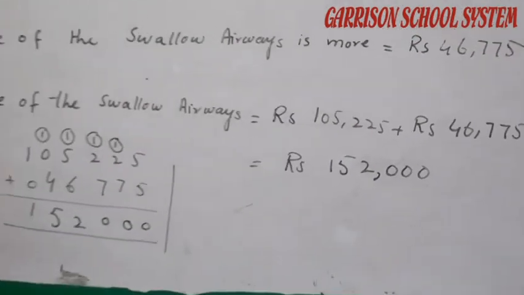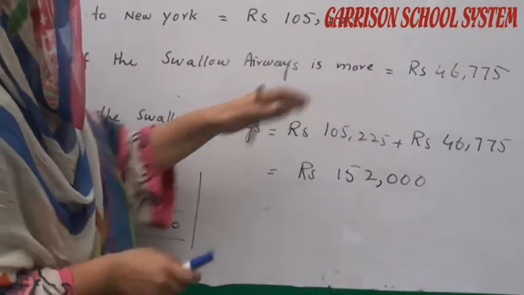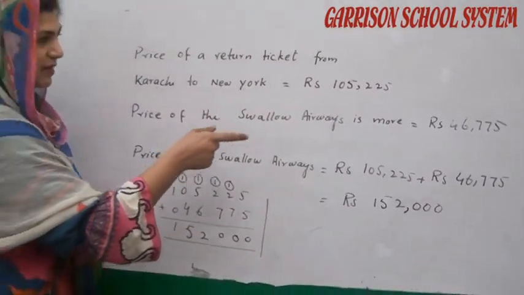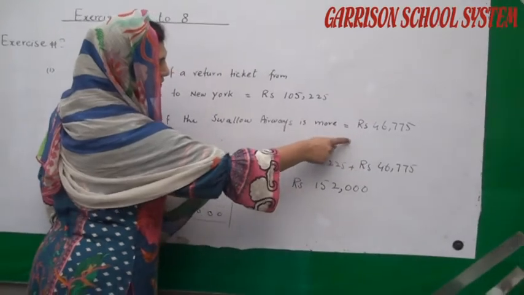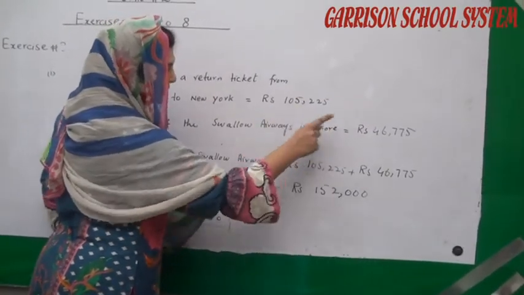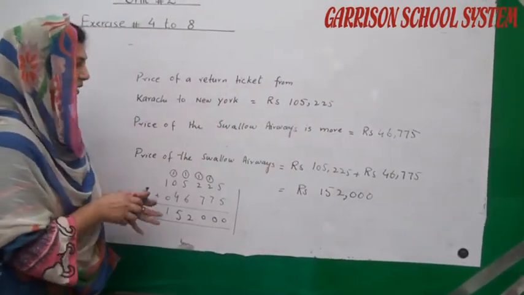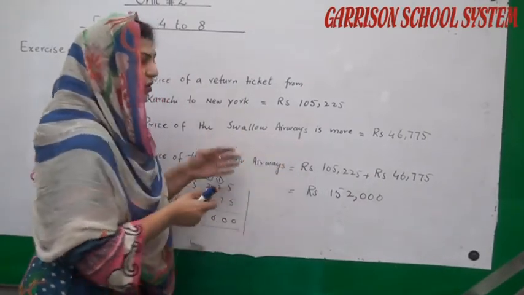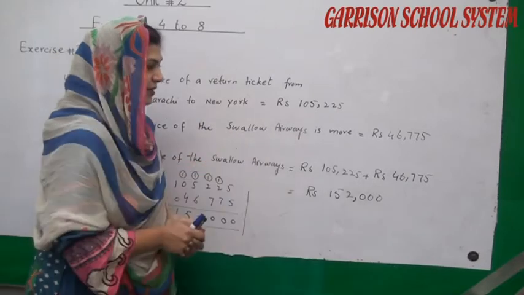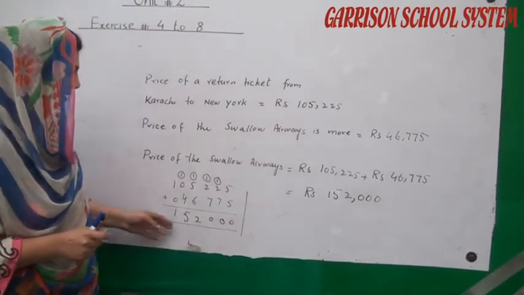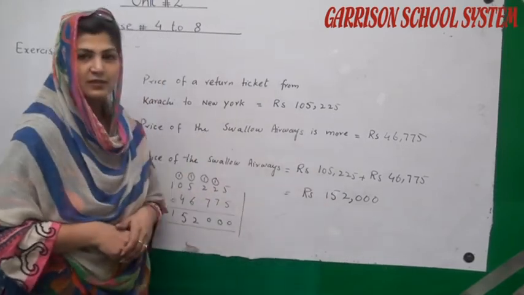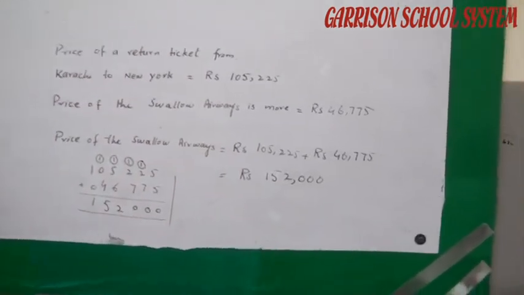Okay. So why do we add the numbers? Because this is not the price of Swallow Airways ticket. This is just the number which is more than the price of this number. So if I find out the price of Swallow Airways ticket, we have to add both these numbers. So I have added and I get the answer 52,000 just. Okay, students, in this way.